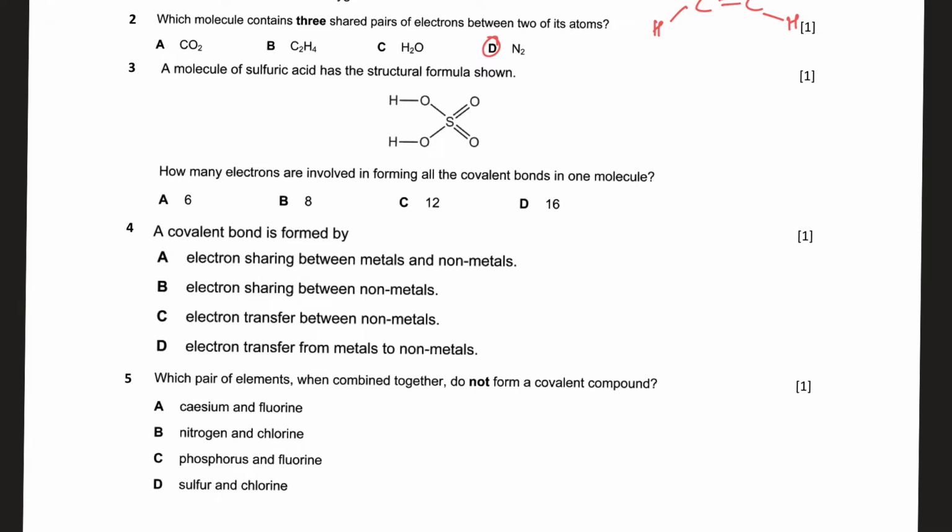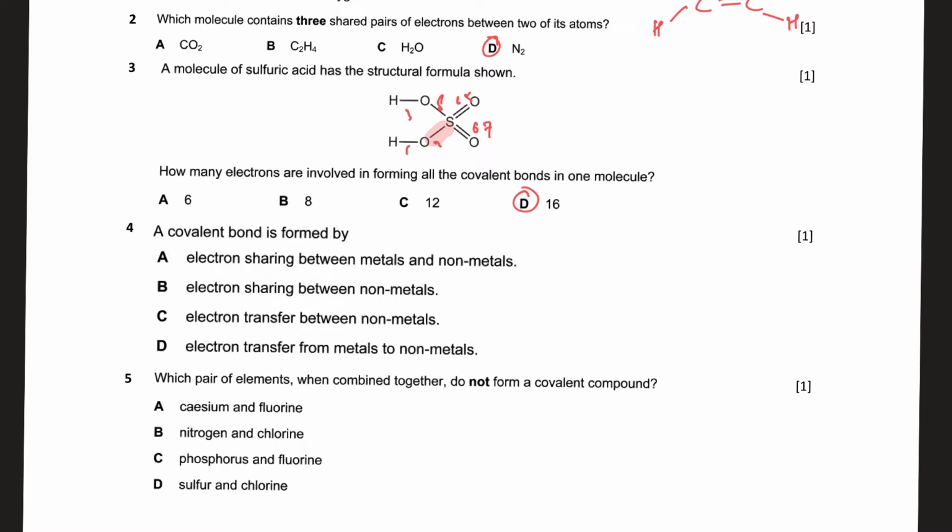For example, this question says, how many electrons are involved in forming all the covalent bonds? Now for that, you are just trying to understand what this line means. And you know that this line means one pair that is shared. So we have 1, 2, 3, 4, 5, 6, 7, and then 8 total bonds. So that is 8 times 2, 16 electrons involved in bonding.